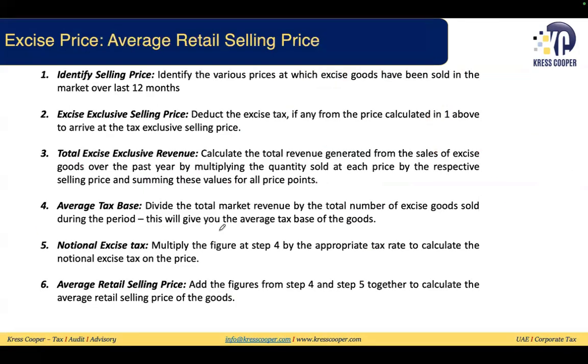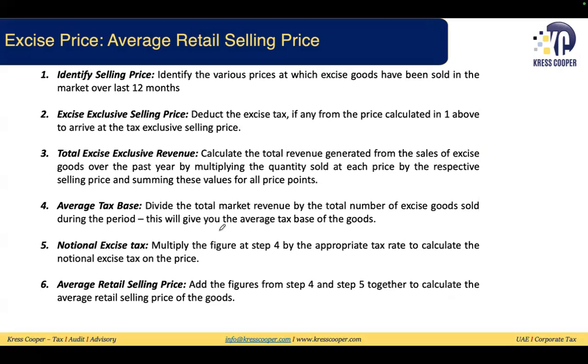For the average retail selling price, they have given the formula in the guide. How will you calculate it? You need to take samples of the average selling price of the product for the last 12 months, January, February, March, April onward, and identify the various prices at which the product has been sold in the market. Then remove the excise duty from this. The remainder will be the excise exclusive selling price.